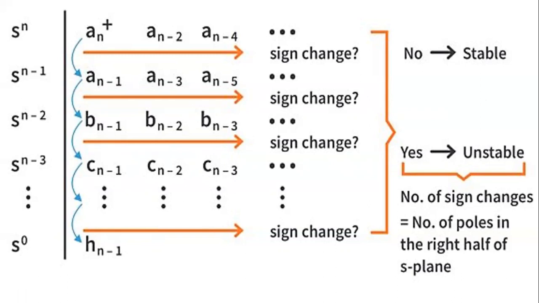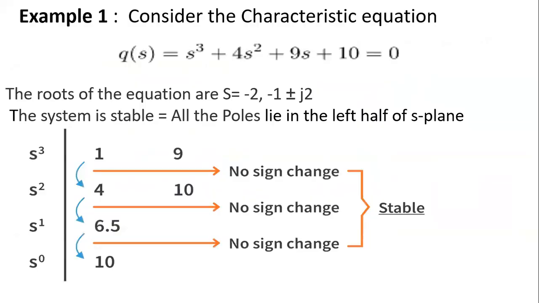This illustration below will make it clearer. There is no sign change here, no sign change here, no sign change here. So if there is no sign change, it is stable. If a sign change is there, unstable. So the number of sign changes is equal to the number of poles in the right half of the S-plane. Now let's take another example.